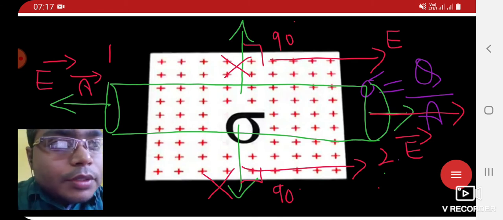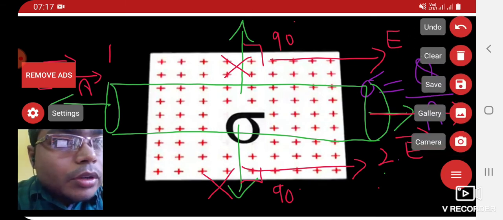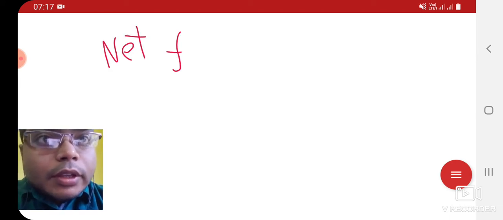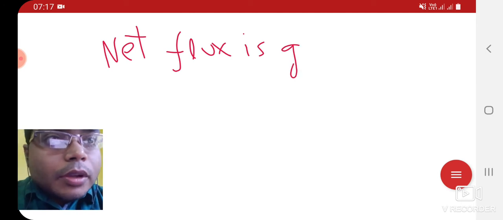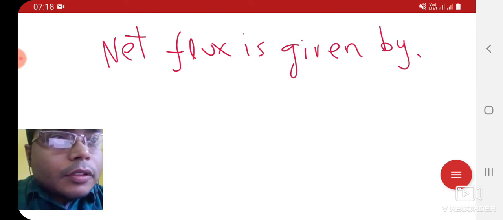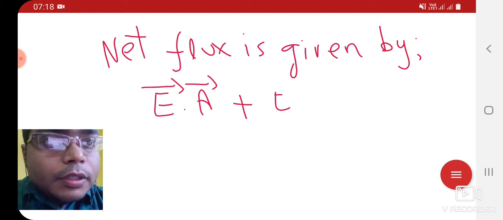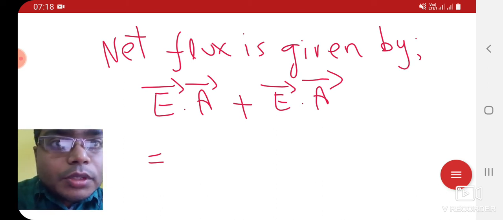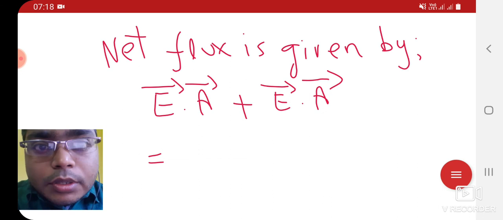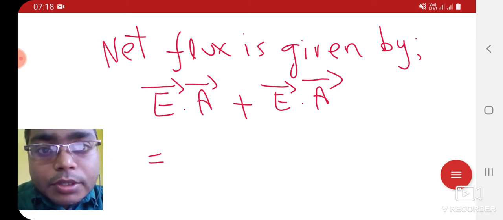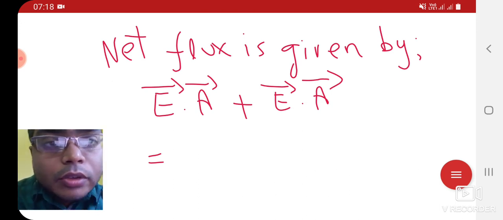So what will be the total flux? If we write the net flux now, the net flux is given by E vector dot A vector plus E vector dot A vector. Why have we put it two times? Because we are getting the flux only for two surfaces, one for the right outward surface of the cylinder and the other for the left outward surface of the cylinder. But for the rest of the curved surface, the electric flux will become 0. Why? Because the angle between electric field and area was 90.